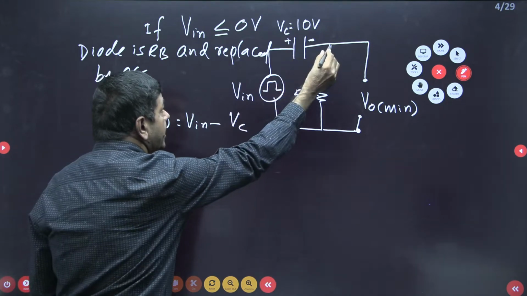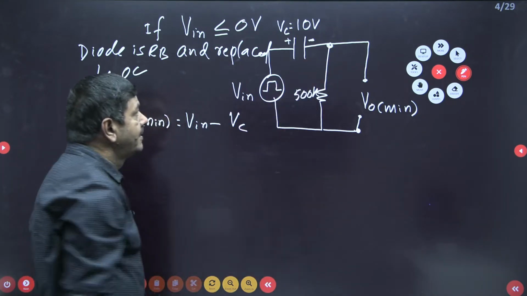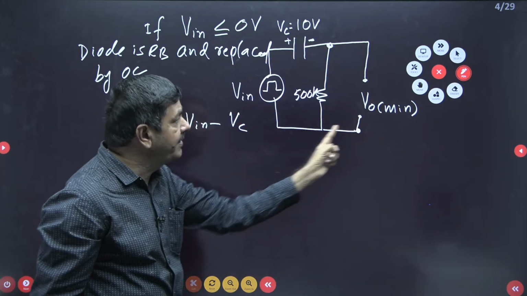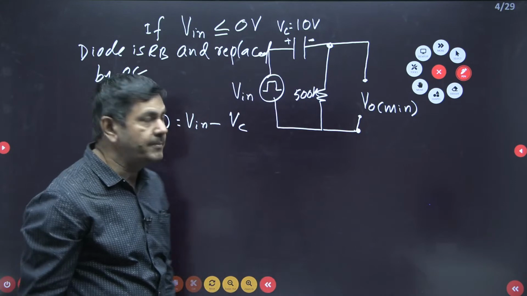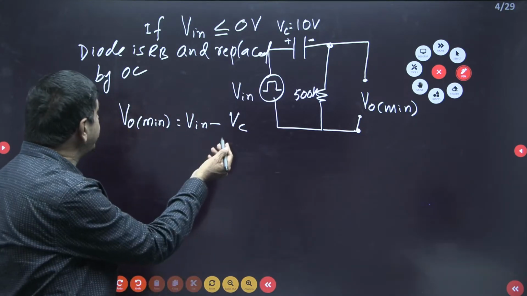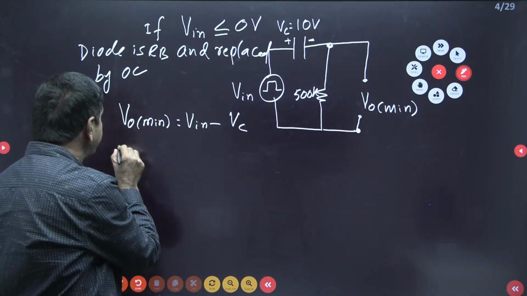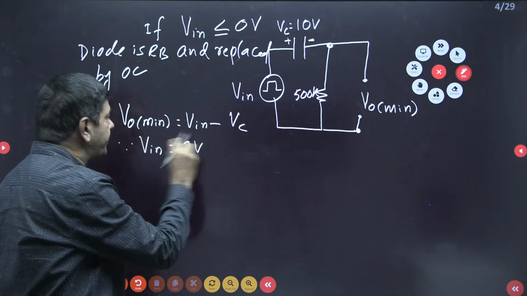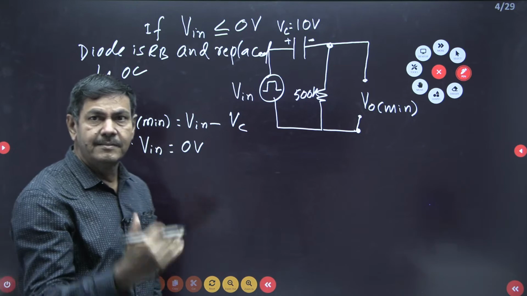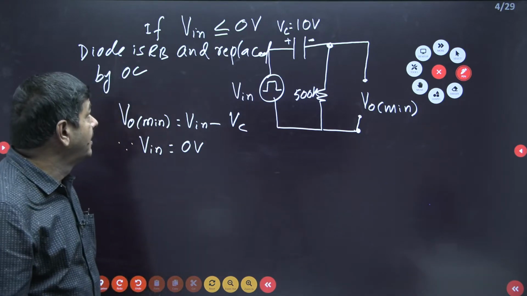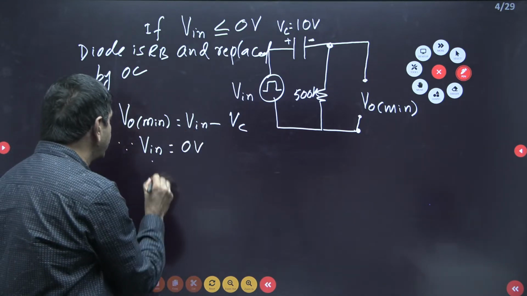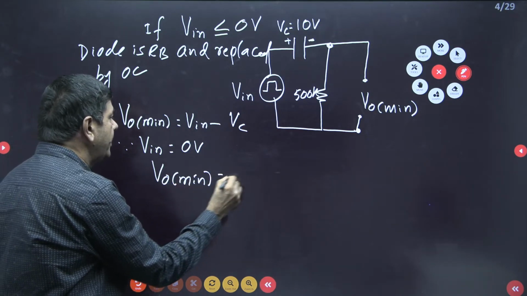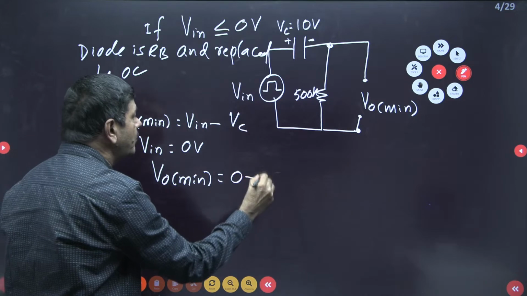The rest of the voltage is nothing but this node voltage. This minus this voltage equals this node voltage. This node voltage is nothing but the V0 minimum only. Now, what is V in? I am putting V in equal to 0 voltage only. From the periodic pulses we can find the minimum voltage, 0 voltage only. I am putting 0 voltage here. Then V0 minimum equals V in, which is 0, Vc is nothing but 10 voltage.